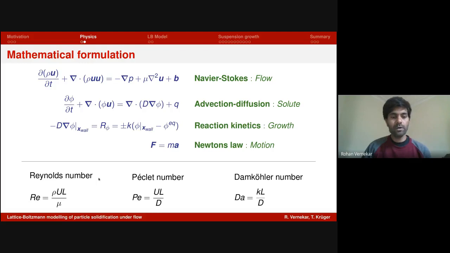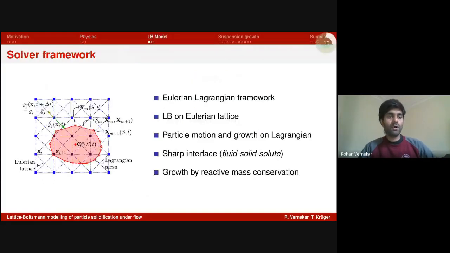The first is the Reynolds number, which is the momentum diffusion timescale to the momentum advection timescale. Then the Peclet number, which is again the diffusion timescale for the solute to the advection timescale for the solute. And then the Damkohler number, which is the ratio of the surface reaction rate to the diffusion rate.